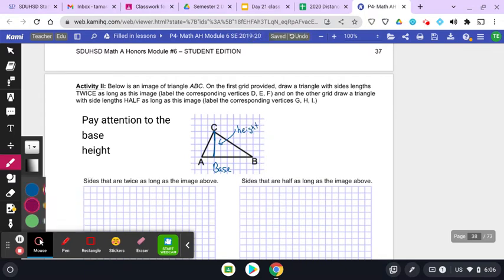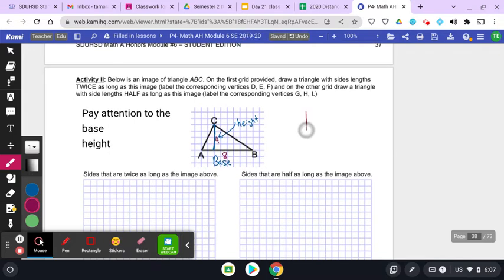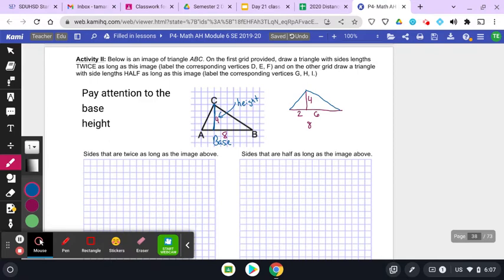So my whole base is 1, 2, 3, 4, 5, 6, 7, 8. And my height is 1, 2, 3, 4. As well as that, I need to pay attention to how the base is being split. Okay, so this whole thing is 8, but it's being split into 2 and 6, where this is still a 4. Those are the things that I need to pay attention to when I am building my new triangle. I don't really need to pay attention to those two sides that are not the base. Okay, so twice as long. My base is going to have to be 16, and my height is going to have to be 8.